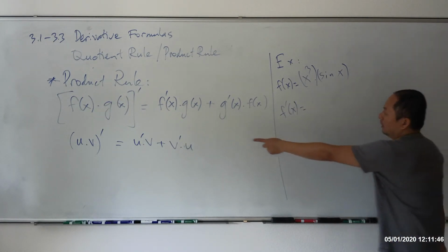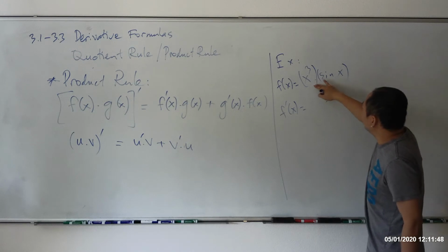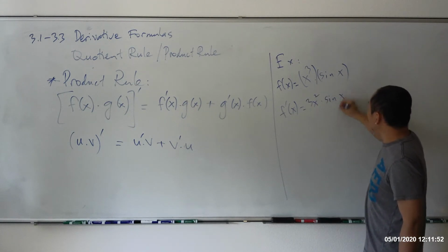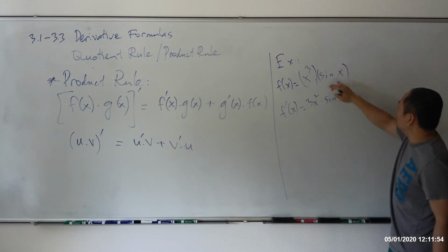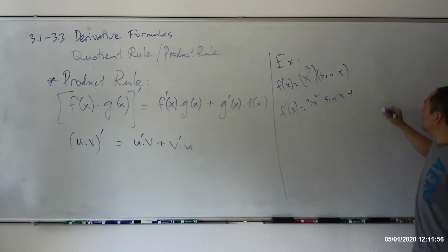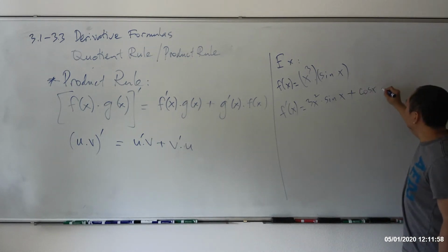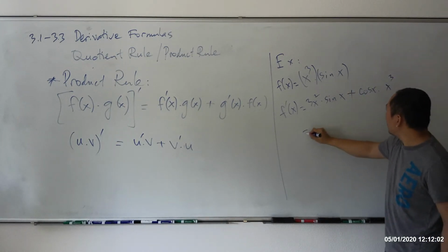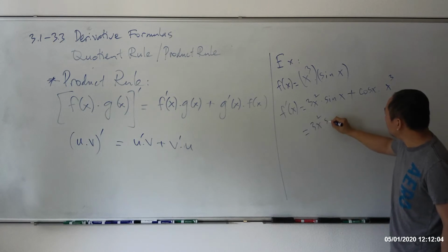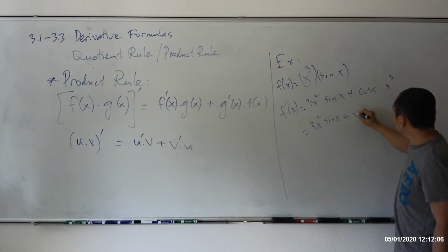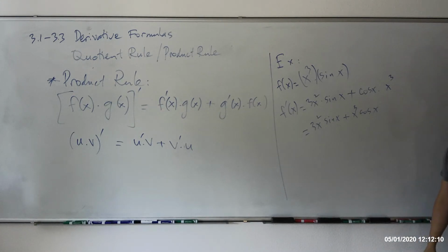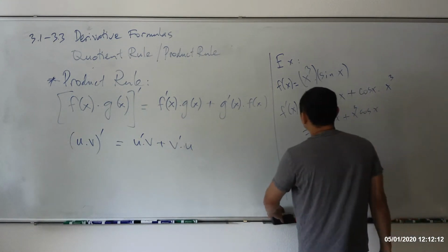I'm going to apply the product rule in here. The derivative of the first is 3x squared times the second part, sine of x, plus the derivative of the second part, the derivative of sine is cosine x, times the first part, which is x cubed. And usually people write it this way: 3x squared sine x plus x cubed cosine x. Okay? Try another example.